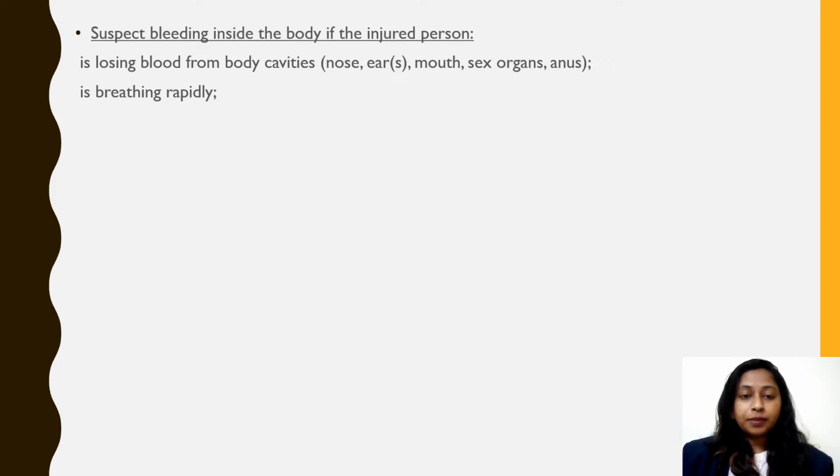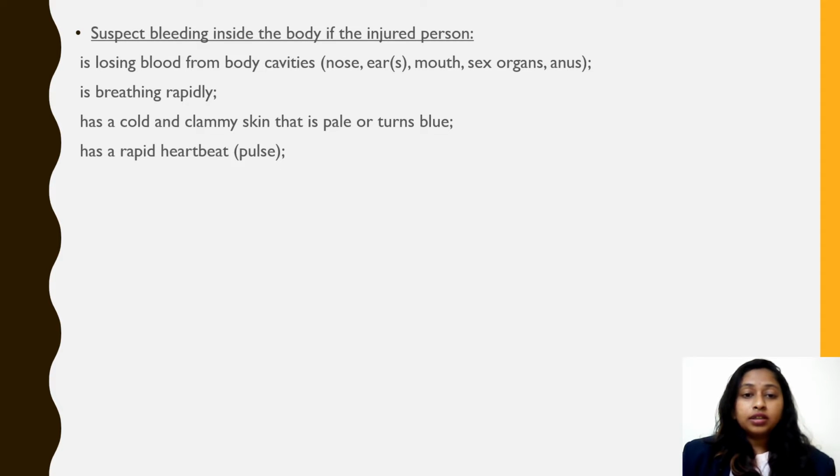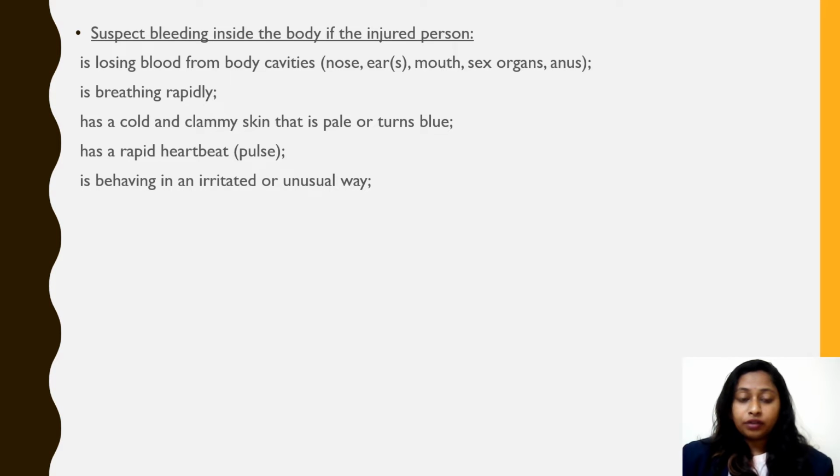The signs to check are whether the patient or the suspect or the person is breathing rapidly or not, whether their extremities, that means the hands and the legs, are cold, and whether the skin has turned pale or bluish in color. These all suggest that the patient is losing blood. Also check whether the heart rate or the pulse is rapid; you can check any one of it.